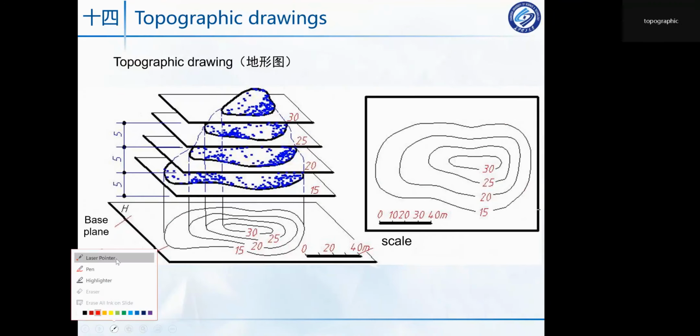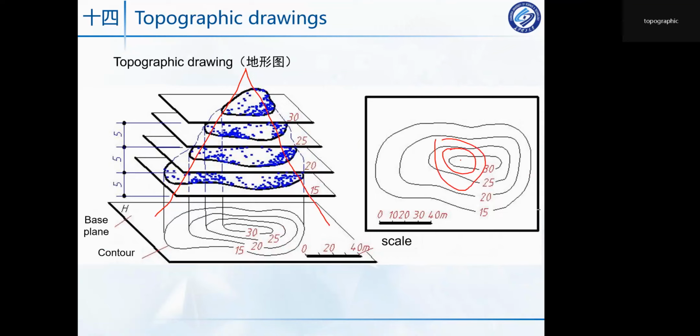Okay, so let me see. Yes, for example, if there is a cone here, so what do we get? We will get several circles with the same center. Okay, I think it's very easy for you to understand this question.